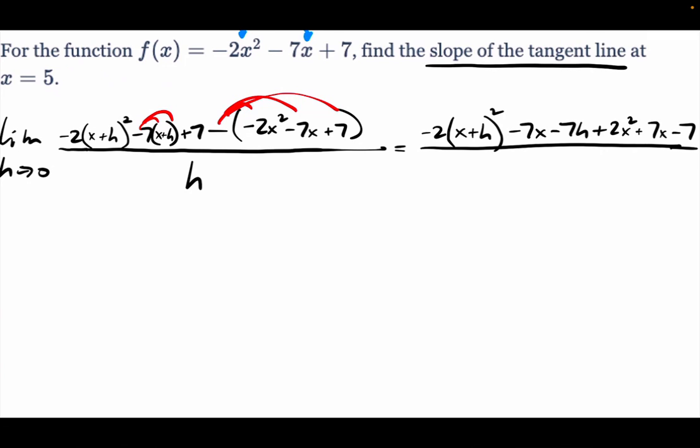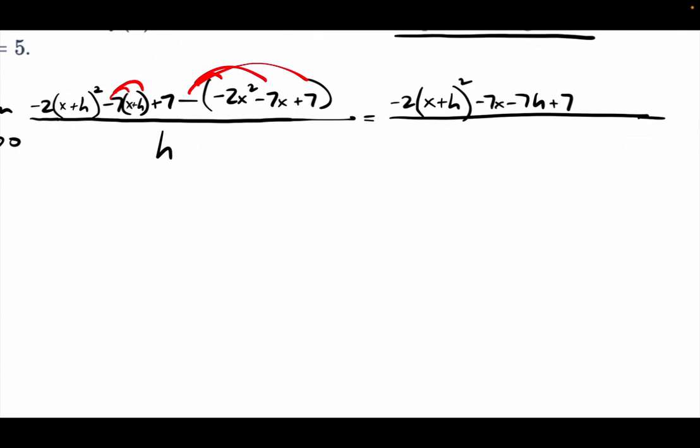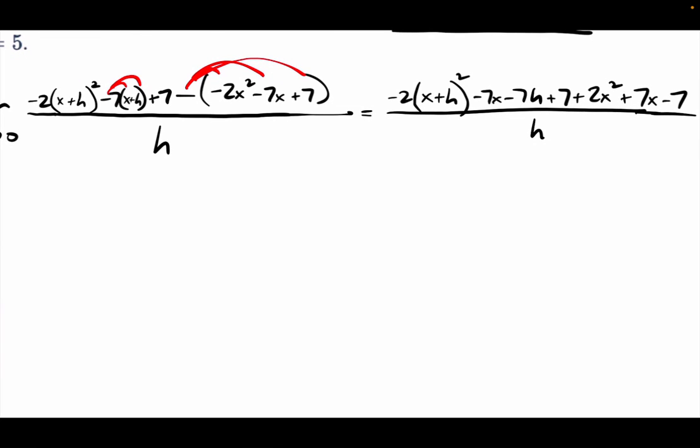What's that 7? That's negative 7. Oh, yeah, sorry, I forgot about that guy. I should have definitely put him in here. Wait, let me erase. Let me start over. Negative 7x minus 7h, right? That's distributed. And then there's still a positive 7 in there that I don't need to distribute, but it's still important that it goes there. Now I need to distribute the -1, so that's going to be plus 2x squared plus 7x minus 7. A lot of 7s.